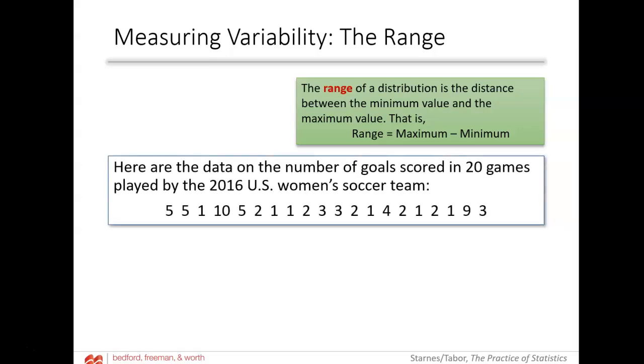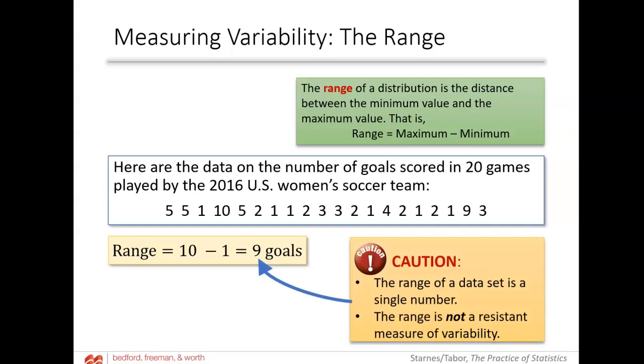So that soccer problem again. Remember we had them lined up at one point, but the smallest was 1 and the largest was 10. So the range, don't say from 1 to 10, the range is 9 goals. There's a difference of 9 goals from the largest to smallest.